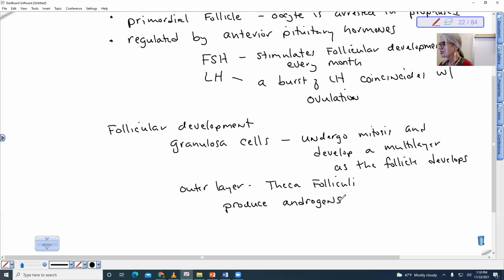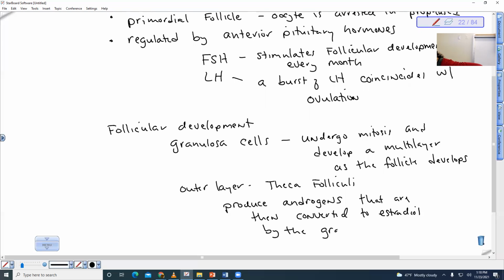They produce androgens that are then converted to a type of estrogen called estradiol by the granulosa cells. So as the follicle develops, it's going to produce more and more estrogen. So the follicle produces the estrogen inside of the ovary.